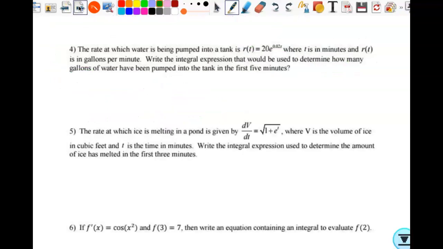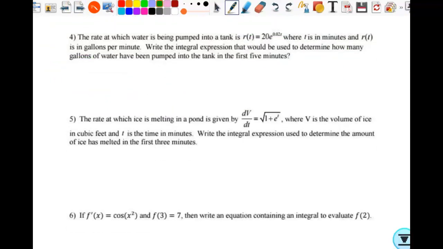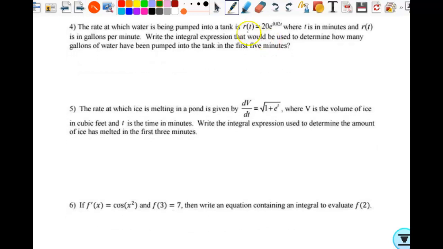The rate at which water is being pumped into the tank is R of t equals 20 e to the 0.02 t, where t is in minutes, R of t is in gallons per minute. Write the integral expression that would be used to determine how many gallons of water have been pumped into the tank in the first 5 minutes. I'm looking for how many gallons have been pumped into the tank.